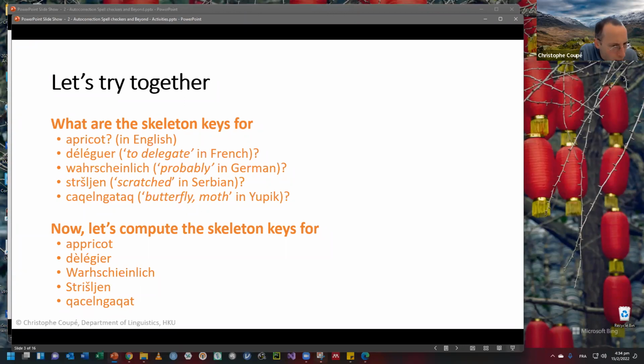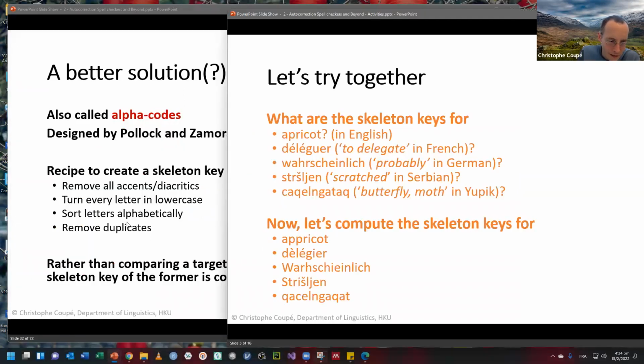I would like you to find the skeleton keys for apricot in English, délégué, which means to delegate in French, wahrscheinlich, which means probably in German, a quite interesting word with 1, 2, 3, 4, 5, 6 consonants in a row, Storchlien, which means scratched in Serbian, and then a word that I won't dare to pronounce, which is a word in a language named Yupik, spoken very far in the north, and it means butterfly or moth. Compute the skeleton keys for these words using the recipe that is given here.